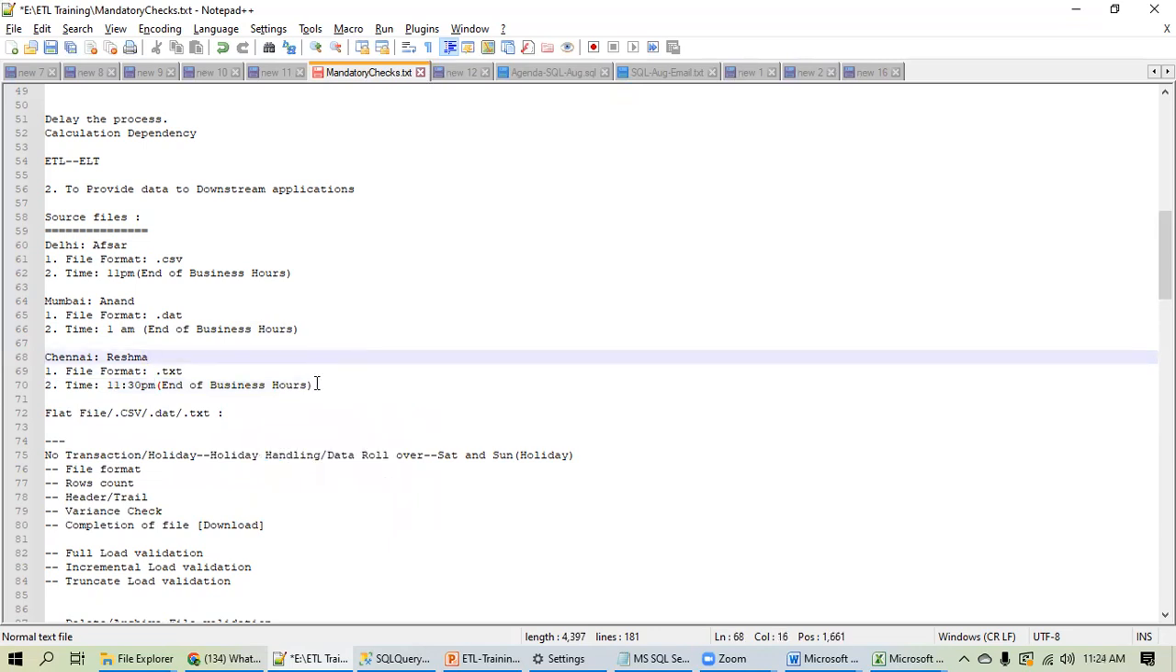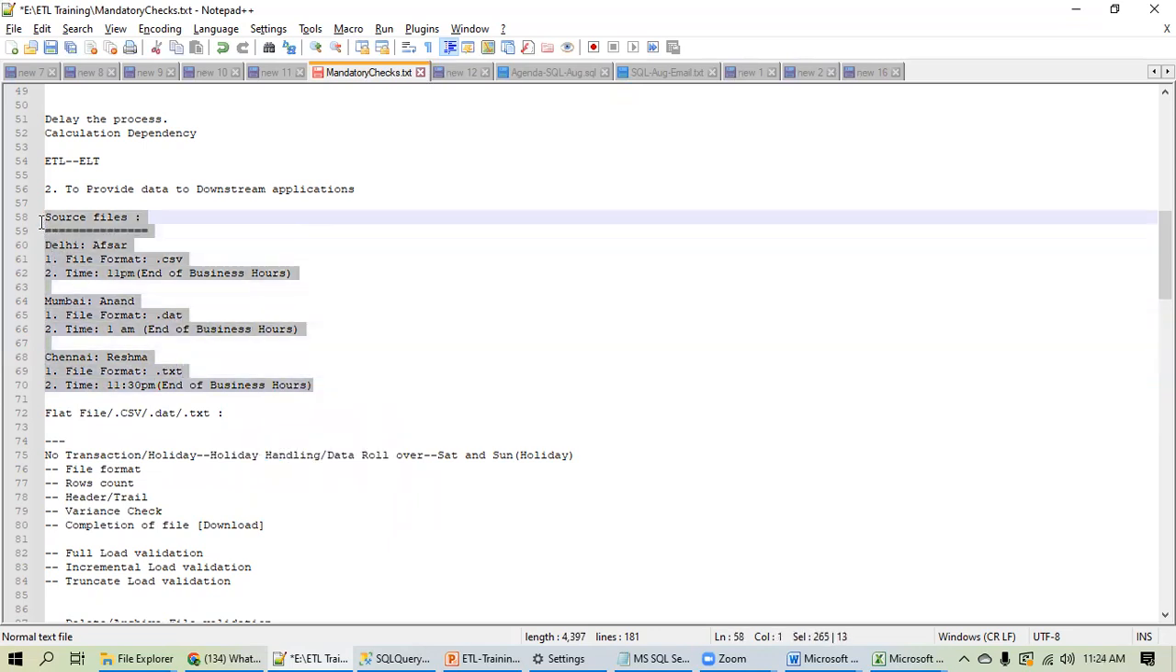When you are starting your ETL project, these are the initial rounds of discussion we'll be having with the business stakeholder. Especially for you, Anand, you can correlate this. First of all, you have to understand in which format you are going to send me the data. And what will be the timeline.